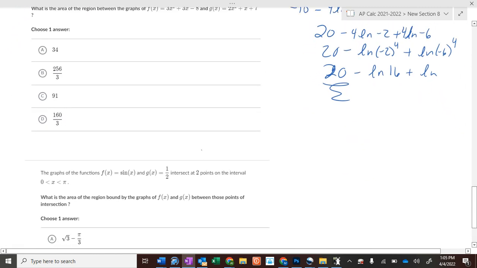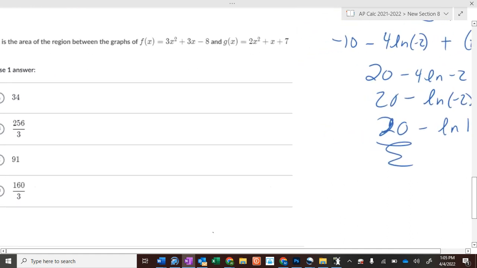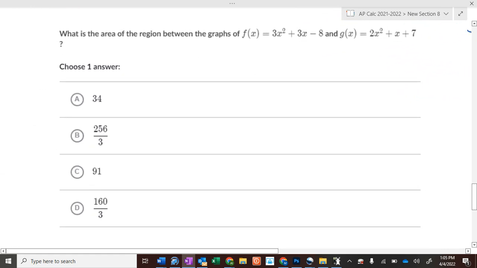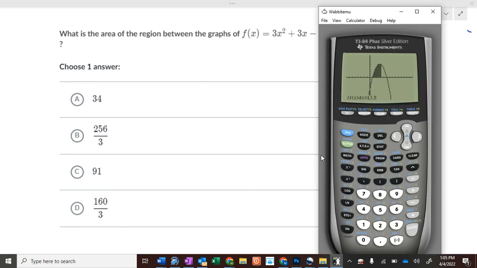Then, when we get to these, where is our starting and ending point? -8 and 7. We don't know where they are. So we have to graph them out first.